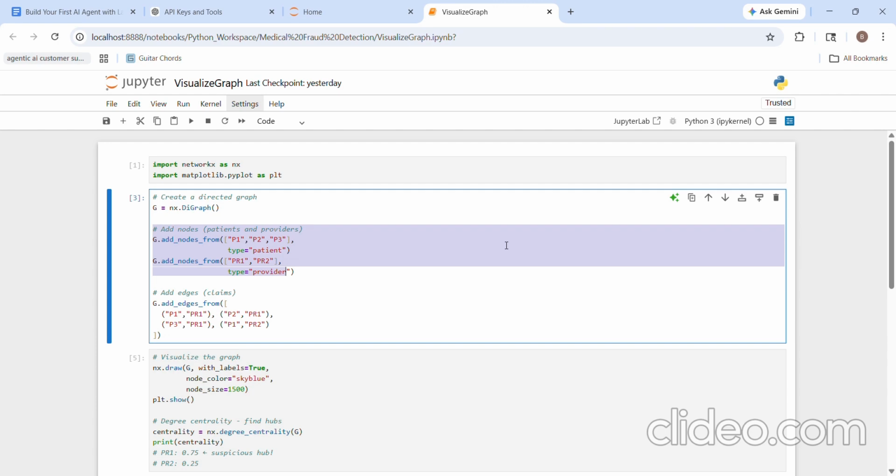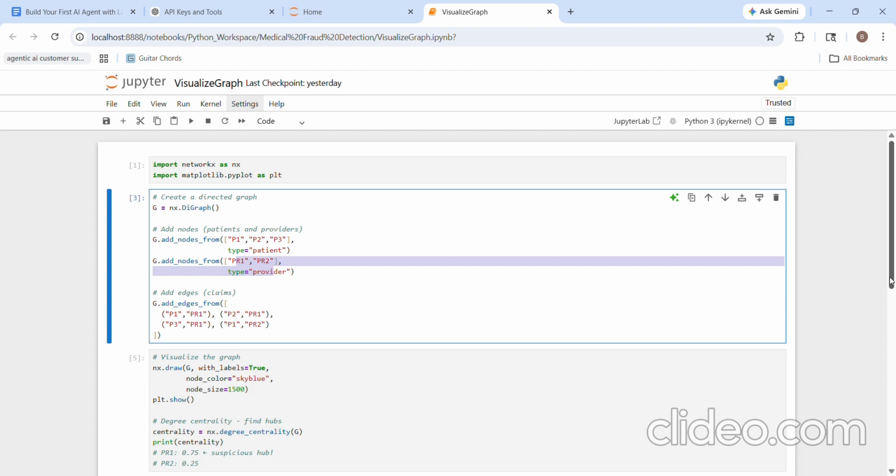In the first two steps, we are creating our graph. We initialize a directed graph, directed because claims flow from patients to providers. We are adding three patient nodes here and two provider nodes, right? P1, P2, P3, and two provider nodes, PR1 and PR2. We then add edges representing the claims: P1, P2, P3 all file claims to PR1, while P1 also files to PR2.